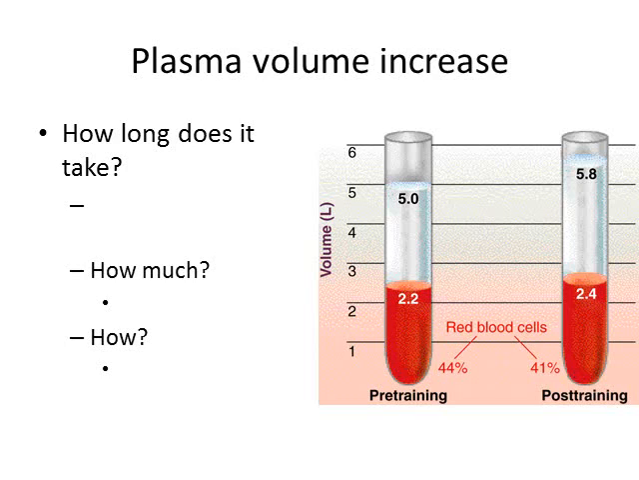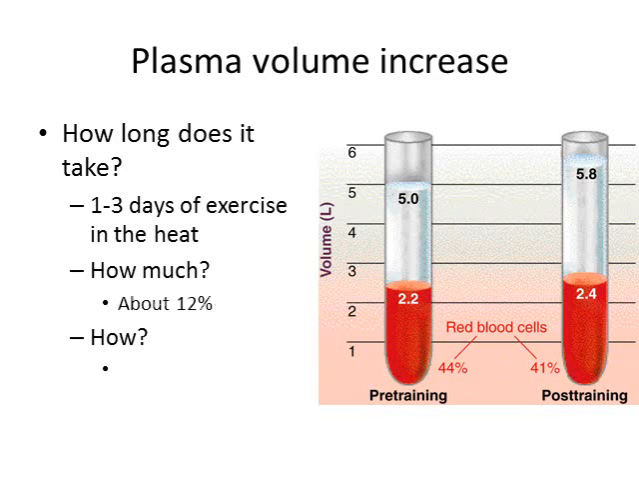So we'll talk about a few things that actually happen with heat acclimatization. One of the quickest things that happens, and a very important adaptation, is the increase in plasma volume. Okay, we saw this with endurance training, but we also see it with the adaptation to exercising in the heat. This happens within the first 1 to 3 days of exercise in the heat, and we can see about a 12% increase in plasma volume. And this is very, very important.